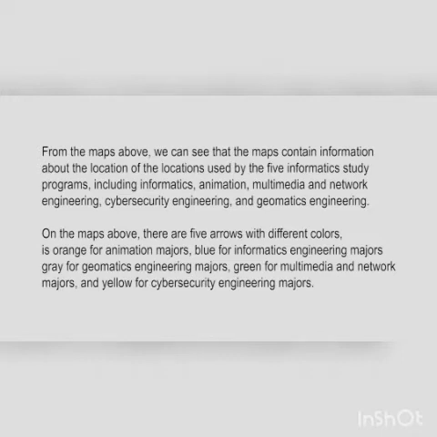On the map above, there are 5 arrows with different colors: orange for the animation major, blue for the informatics engineering major, gray for the geomatics engineering major, green for the multimedia and network major, and yellow for the cybersecurity engineering major. Wow, that's a lot.